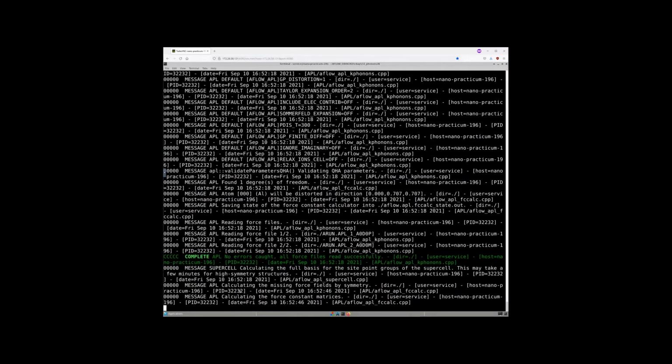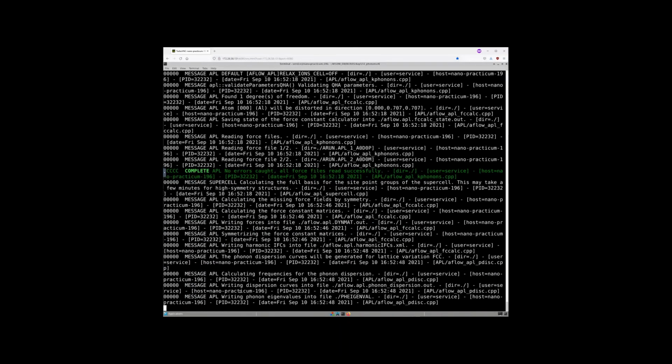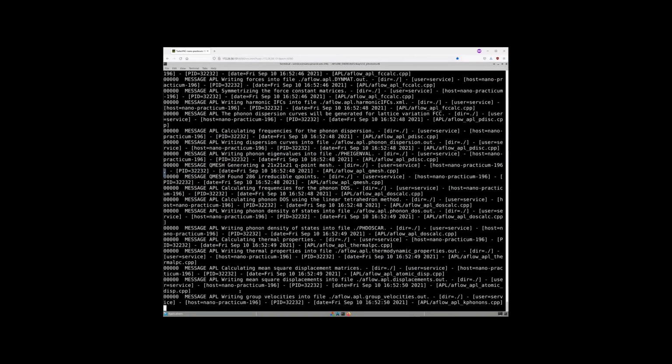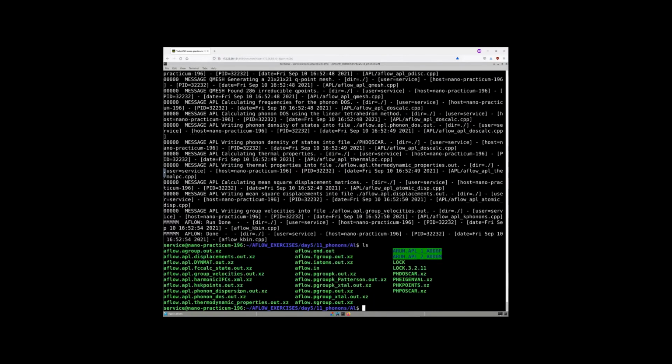Dr. Hicks has shown that our symmetry analysis is very, very thorough, and it can take, especially for very high symmetry structures, quite a bit of time. But I think the accuracy benefit is worth the wait. So after it's done, you see there are a bunch of different files. A lot of them have a certain number of properties.